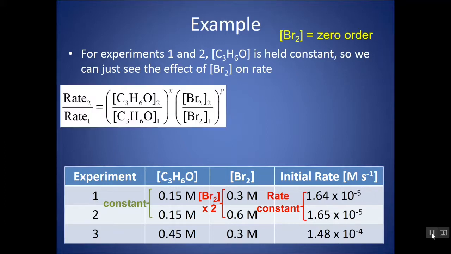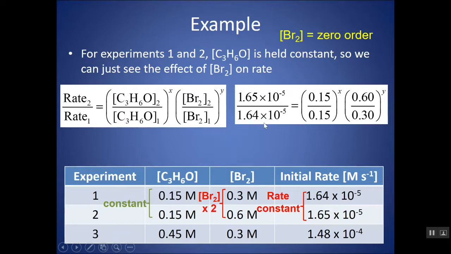If I want to do this mathematically, all I'm doing is a ratio of the rate laws where k would drop out. So it's really just the ratio of the rates for experiment 2 over 1, the ratio of the first concentration raised to some x power, the exponent being the order, and the ratio of Br2's raised to some y power.